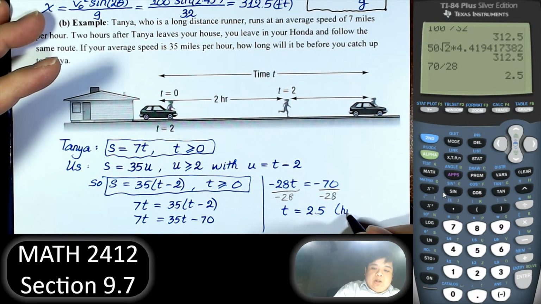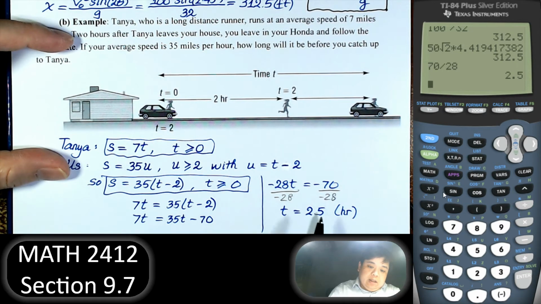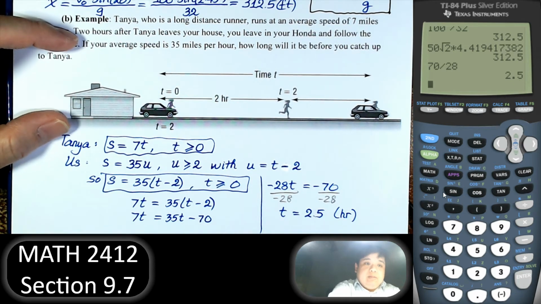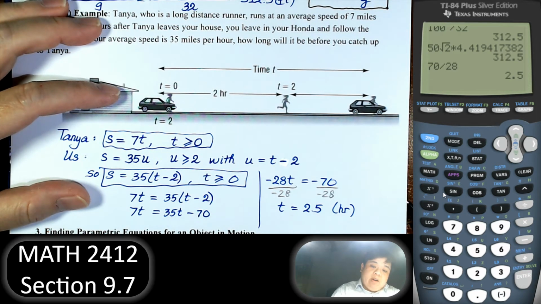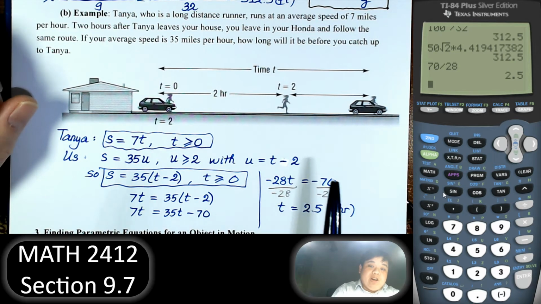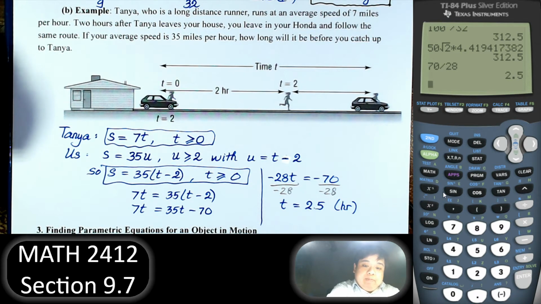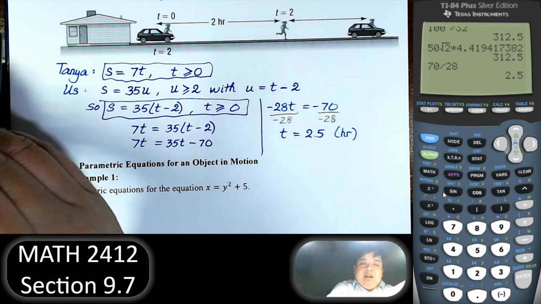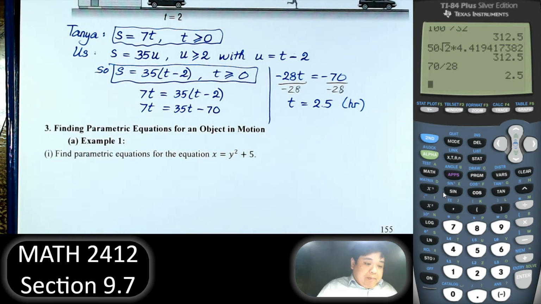And that will be hours. So 2.5 hours later, we will catch her if we start 2 hours later. So in total, she ran for 4.5 hours. Well, that is very good for a person that can run 4.5 hours at a constant speed of 7 miles per hour. That's more than a marathon, of course, which is less than that. Right. So next, we have more examples.